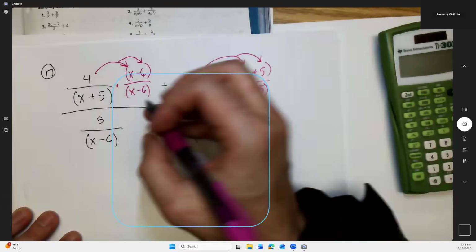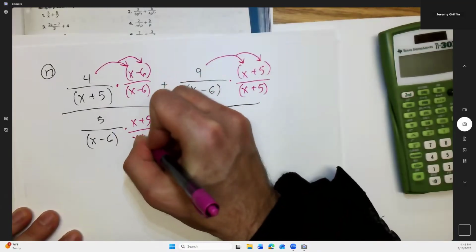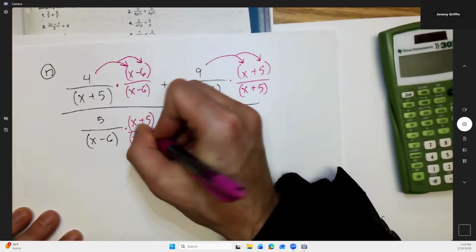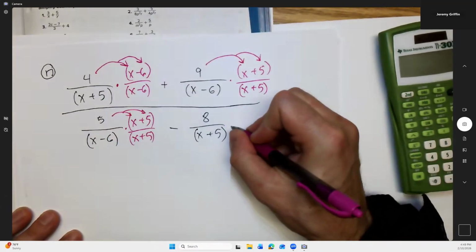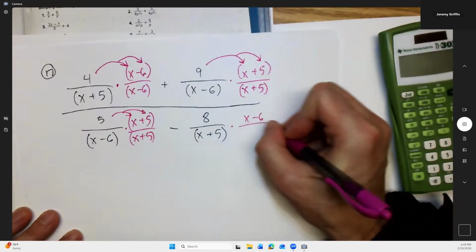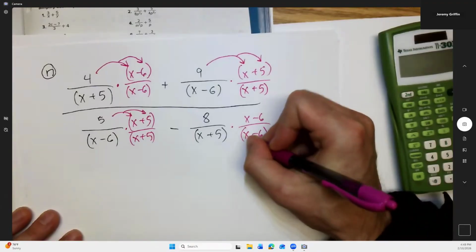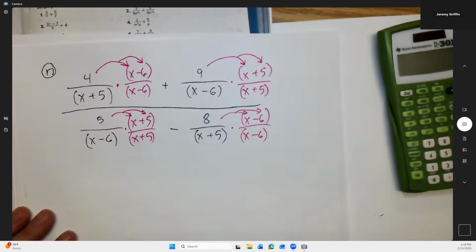How about down here? This one needs x plus 5 over x plus 5. Same thing, distribute, distribute. And this fraction on the bottom right needs an x minus 6 over x minus 6. Distribute the 8 eventually. All right, so a lot of little steps.